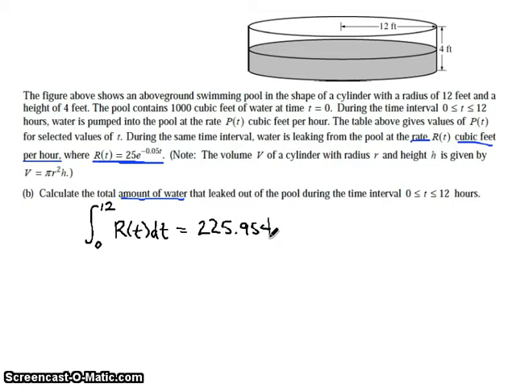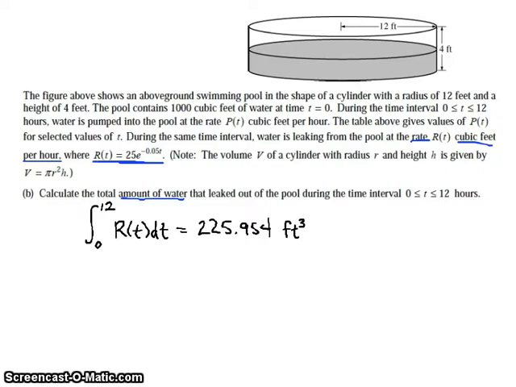Now, to talk about our units, again, we had cubic feet per hour. We took the integral, so we're going to just have cubic feet left over. So tying this back to our total change in the antiderivative: the antiderivative of cubic feet per hour is cubic feet. So we have changed 225.954 cubic feet. That's the total change in the antiderivative.